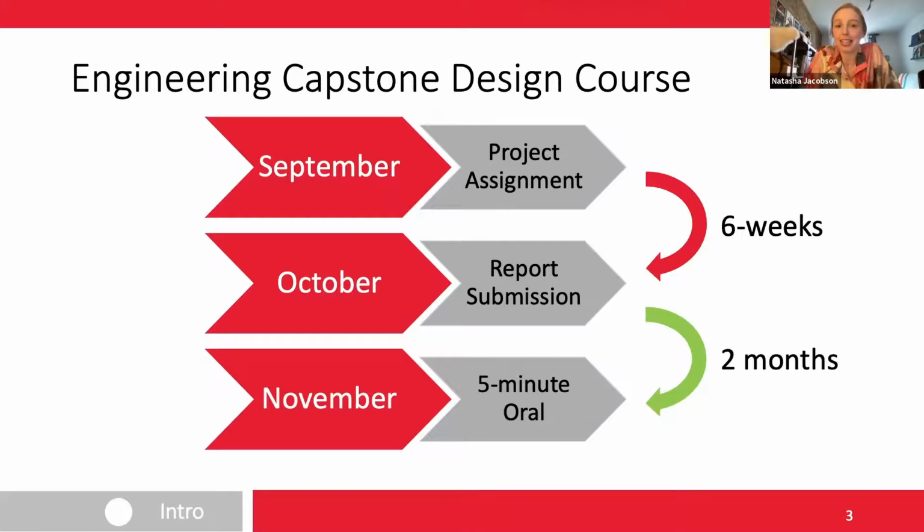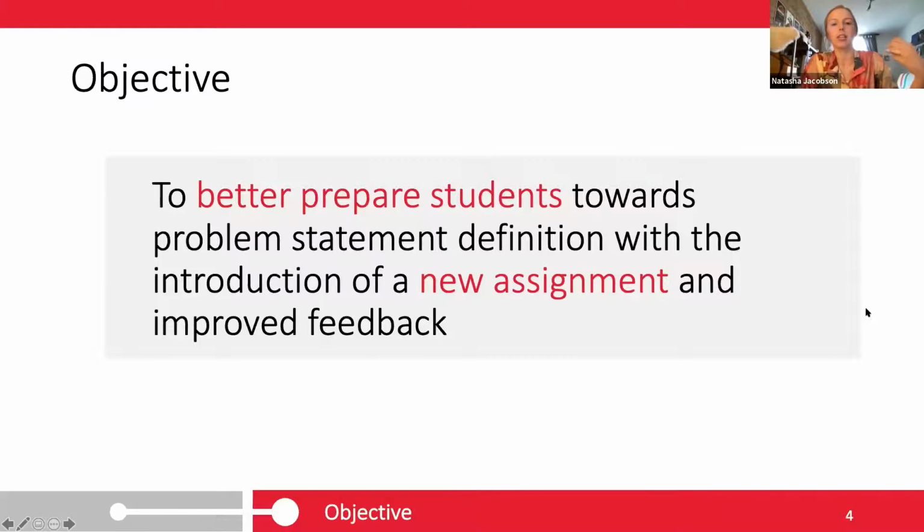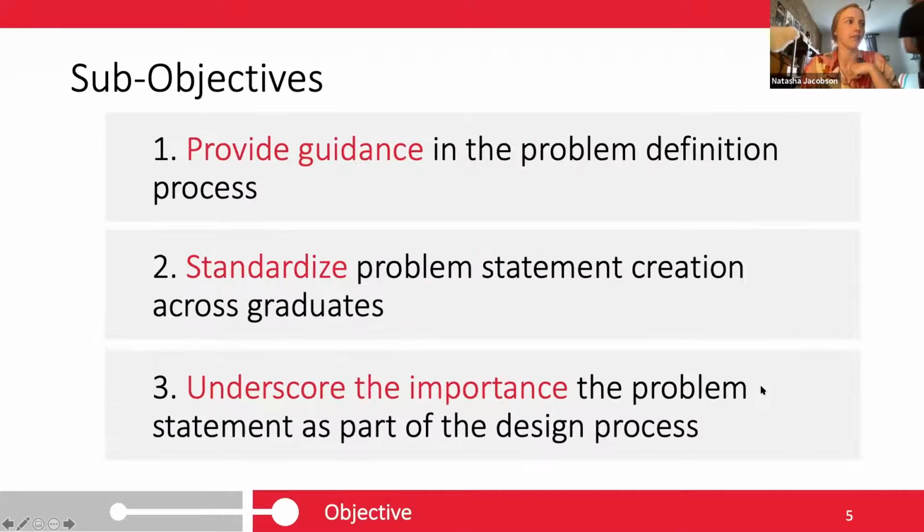Unfortunately, this was a clear failing of one of the major learning outcomes of the course, to define that design problem or provide the problem statement. So given inconsistencies in student understanding of the problem statement, it was the objective of this study to better prepare our students towards their problem statement definition with the introduction of a new assignment and improved feedback. In other words, my partner TA and I proposed a 1-page assignment as a sort of check-in between students and educators to achieve 3 major sub-objectives.